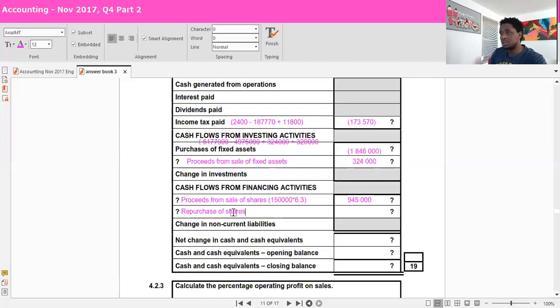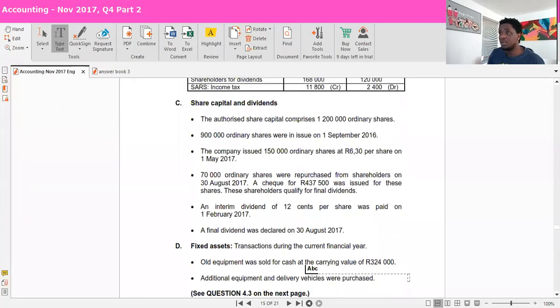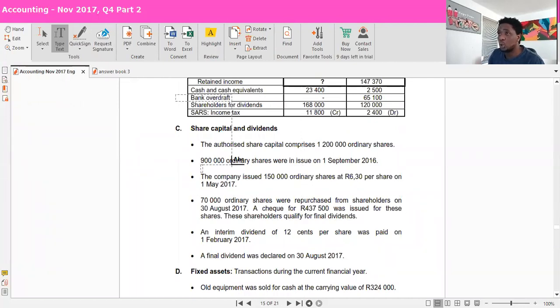of shares. And let's just go back to the information so that I can refresh. This is the information that we have here. Authorized share capital, 1.2 million shares, and we're told that 900,000 shares were issued at the beginning of the year, which is 1 September 2016. And then it says here the company issued 150,000 ordinary shares at R630 per share. We've already calculated that to be 945,000 of receipts. And we're also told here that 70,000 ordinary shares were repurchased from shareholders, and then a check of 437,500 was issued for these shares.